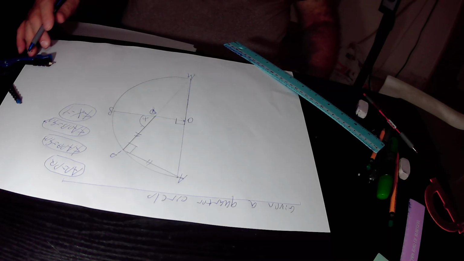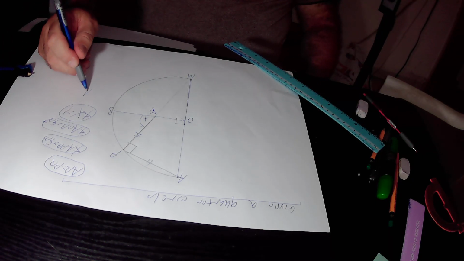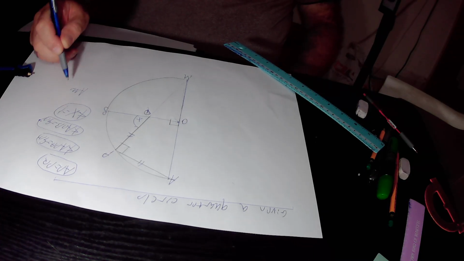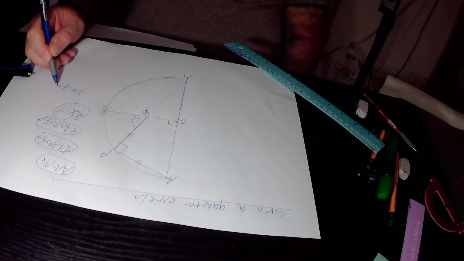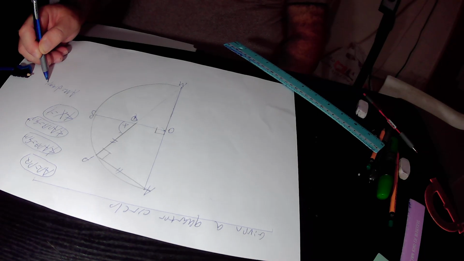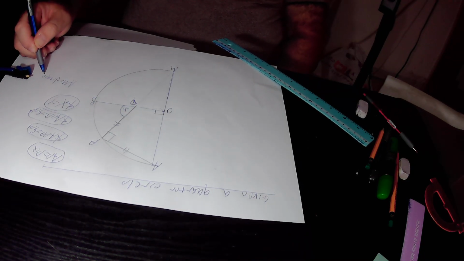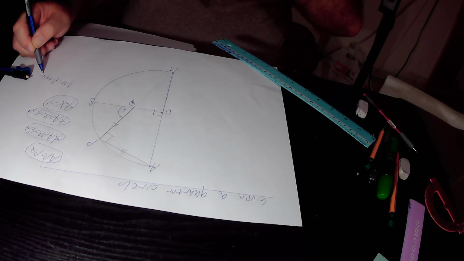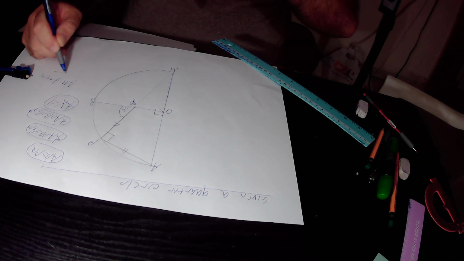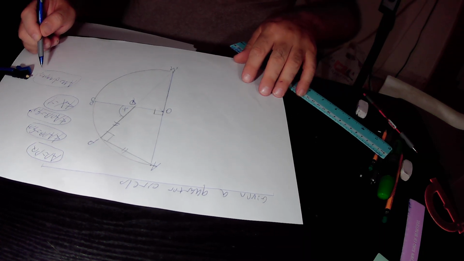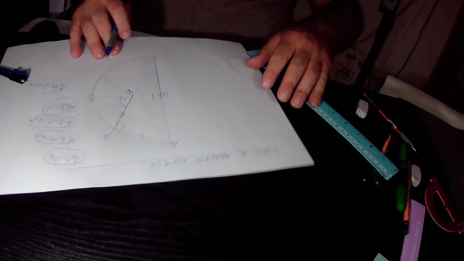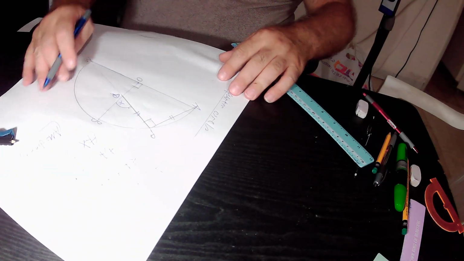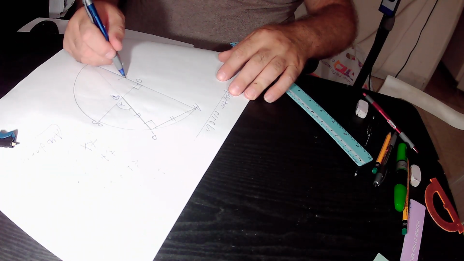So as you know, AM is the diameter of the semicircle according to our construction, because we completed the quarter circle to a semicircle. So we can write here that AM is the diameter of the semicircle according to our construction.